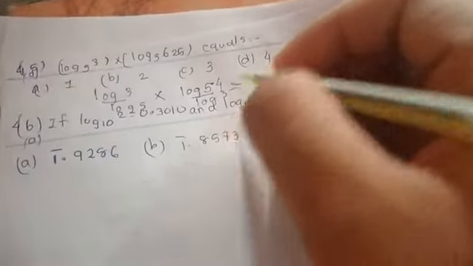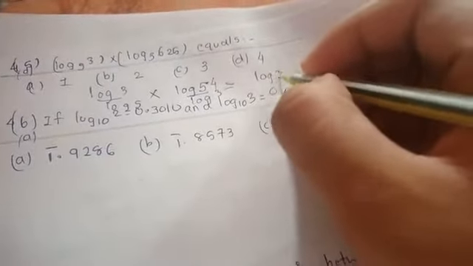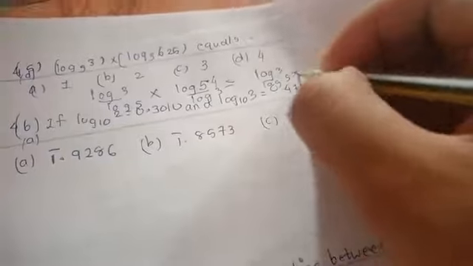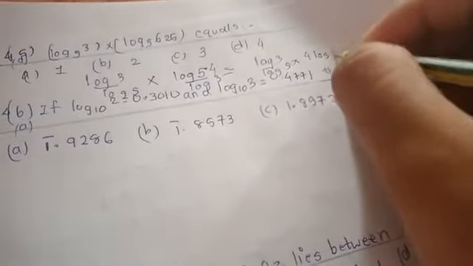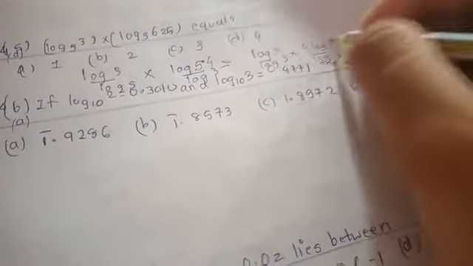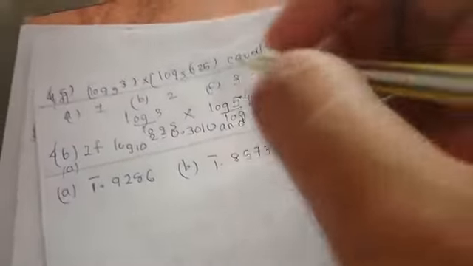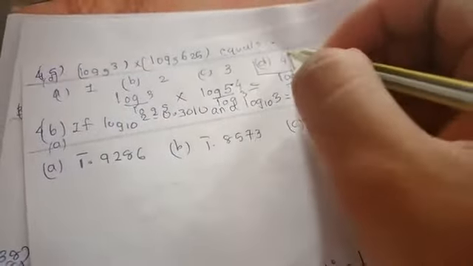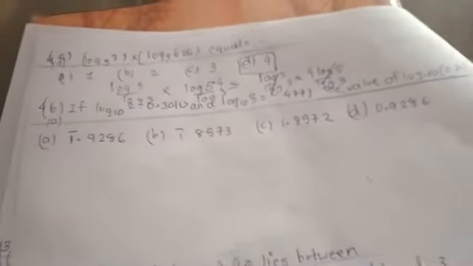So this expression becomes log 3 upon log 5 into 4 into log 5 upon log 3. Everything gets cancelled except 4. So the answer of the 45th question is D. Option D is equal to 4.